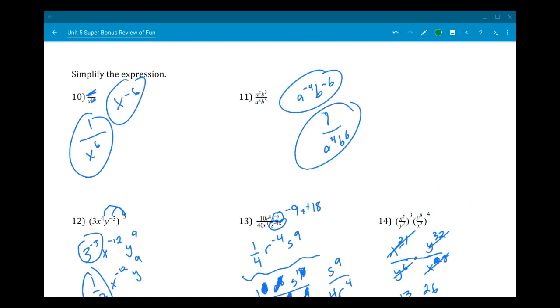Someone asked, will you have a section on the test where we have to write a number in scientific notation into standard notation? No. Okay, last section.